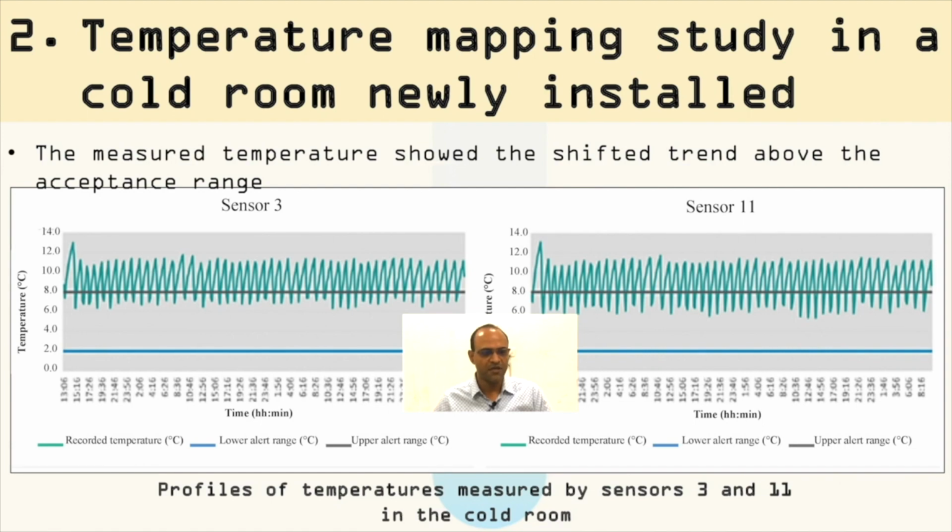Now if you see the fluctuation, the recorded temperature is well beyond the upper limit. This fluctuation means that the temperature achieved in the cold room for sensors 3 and 11 was higher than the upper acceptable limit. So it means this will definitely affect the quality of the products stored in the cold room. Depending upon your acceptance limit, you can clearly decide whether the product is acceptable during storage or not.